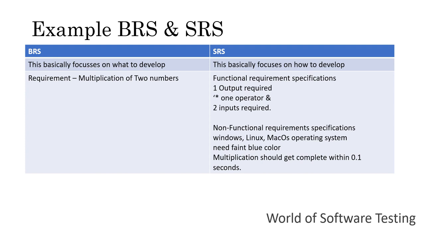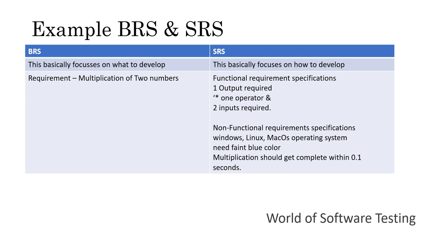For example, let's say the requirement is multiplication of two numbers. This is a high level requirement, that is, what to develop. We just want to develop the multiplication of two numbers functionality. Then in the SRS there will be functional and non-functional requirement specifications. So we have functional and non-functional criteria mentioned in the SRS document.